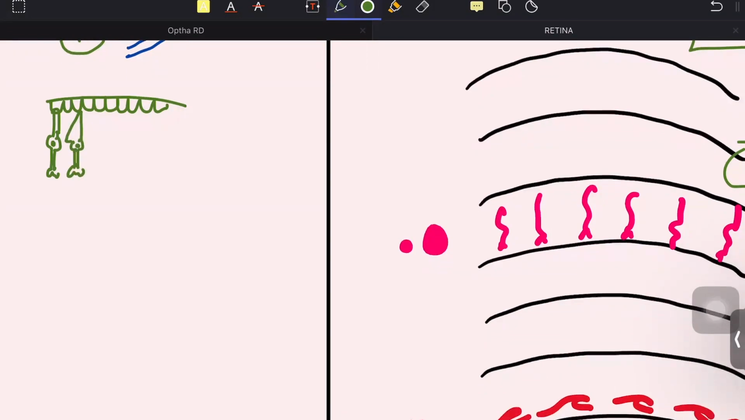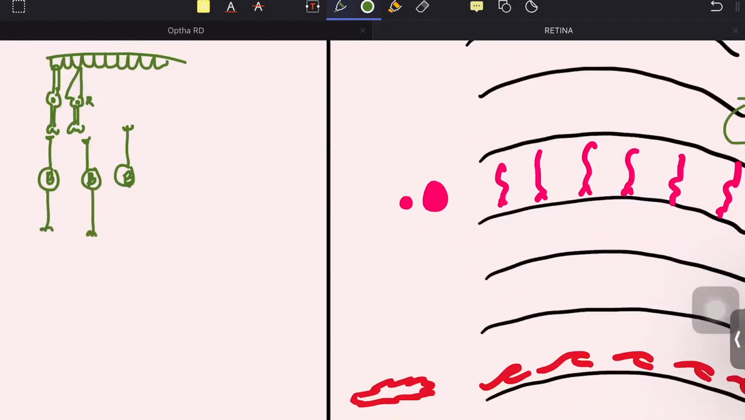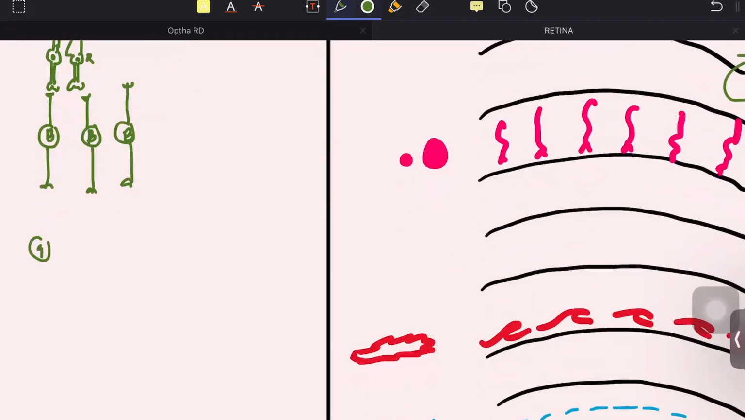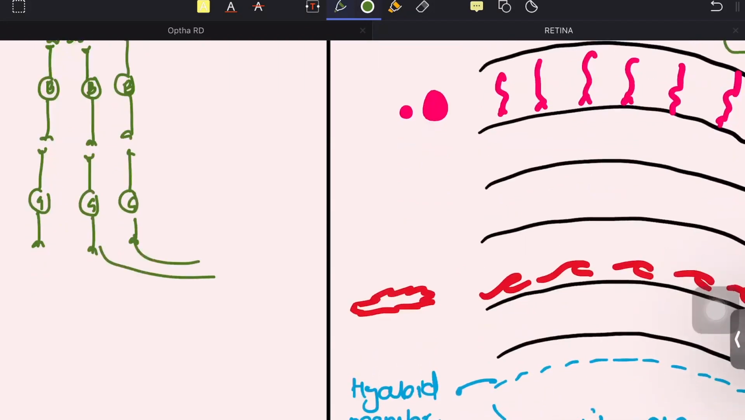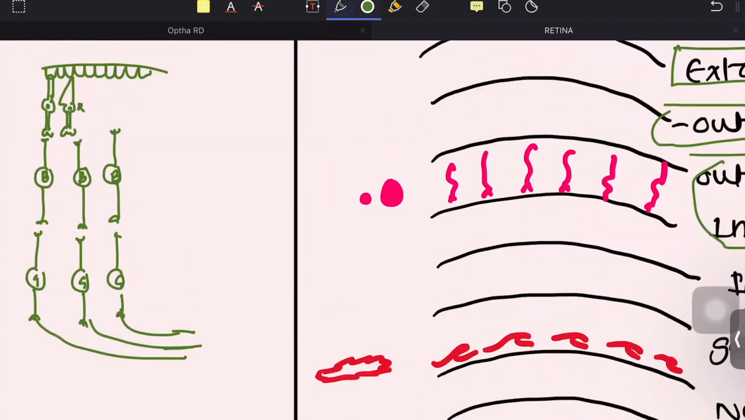Just anterior to the axon of the cone, we can see there are certain bipolar cells. These are rod and cones. This is a bipolar cell. Bipolar cells have some extensions going towards the photoreceptor layer. The anterior extension of the bipolar cell will merge with the ganglion cells. So the ganglion cell will be there, and the axons of the ganglion cell will terminate to form what we call the optic nerve fiber. So the optic nerve fibers are formed from the axons of the ganglion cells.